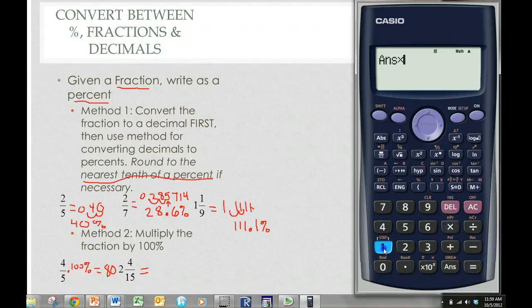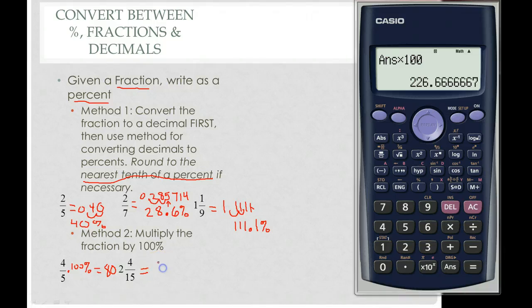I multiply that by 100, and I get, as a decimal, 226.66. Now, this is already a percent, so I want to round it to the nearest tenth of a percent again. So I'll say 226, and then I have to decide if I'm going to round up or down. Since this 6 is 5 or bigger, I'm going to round up. So it's 226.7%. Don't forget the percent sign.